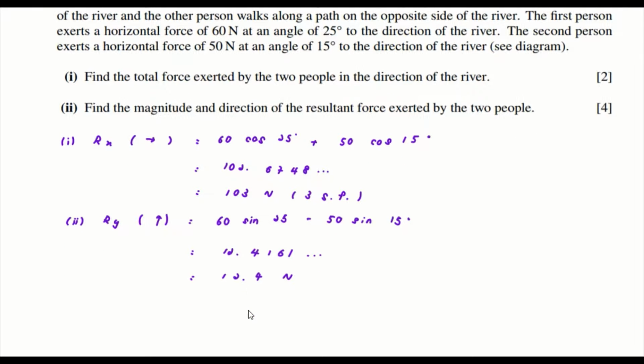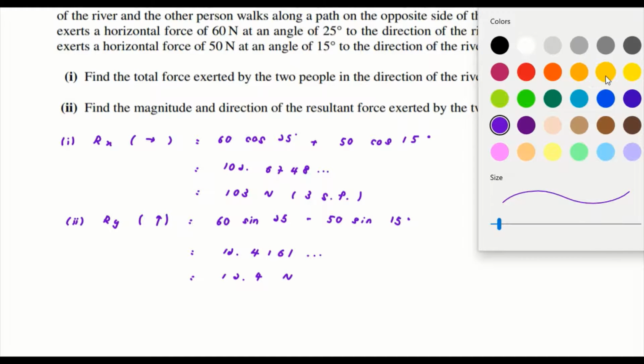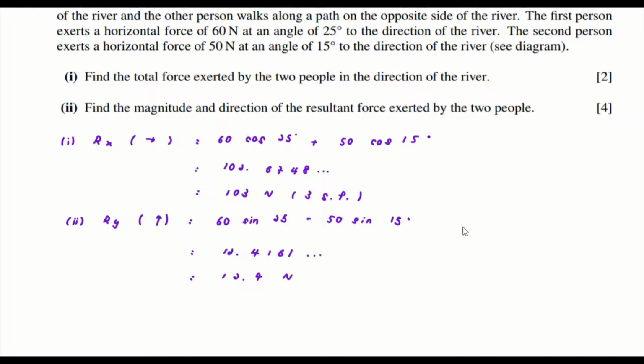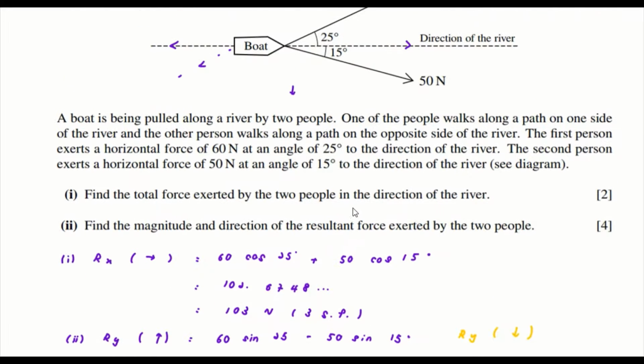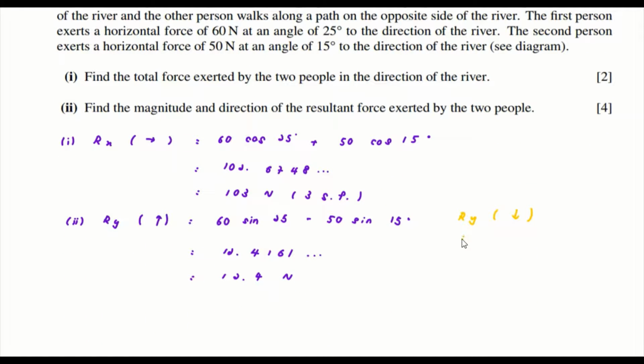Now, just a very quick one, I'm going to show you how it looks if you use a different direction. So this is for Ry. If you denote that going down is the positive direction, then you will do 50 sine 15, and going up is the opposite direction, so you will minus 60 sine 25. After you solve this in your calculator, you get negative 12.4.